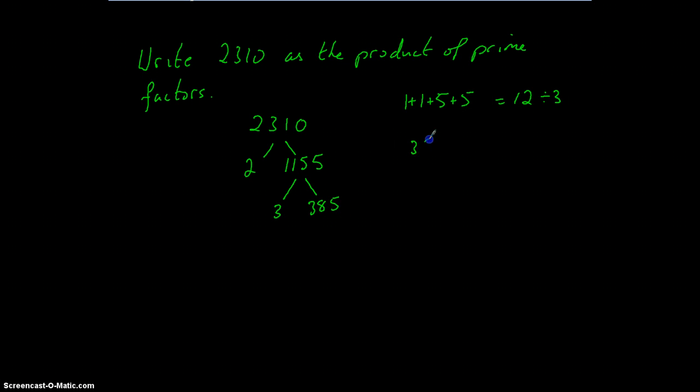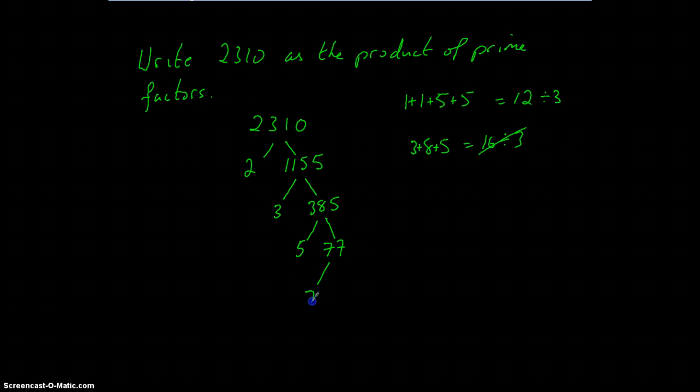Does 3 go into 385? 3 plus 8 is 11, plus 5 is 16. 16 is not divisible by 3, so therefore 3 isn't a factor. But we can see that 5 is, because it ends in 5, and that gives 5 times 77.